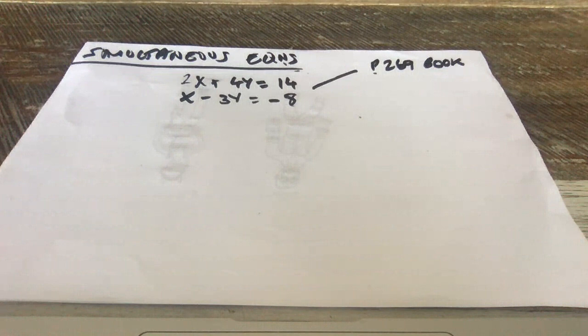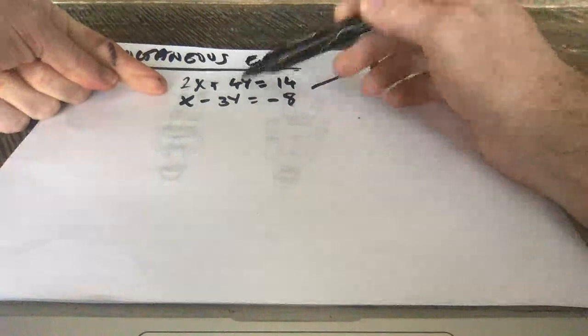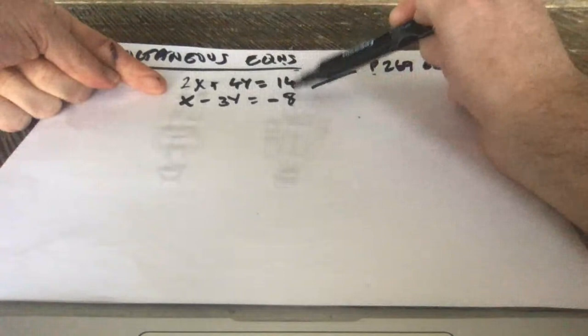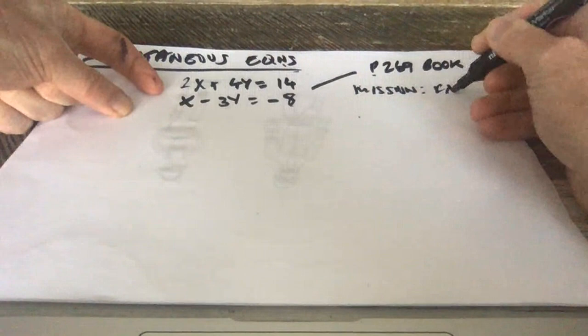But here's the game. The game here is you want to find a value for x and a value for y, such that when you replace x by that value and y by that value, you get equality. You get a number, the same number in the first line, and the same number in the second line. So the game here, your mission: find x and y. That's it.